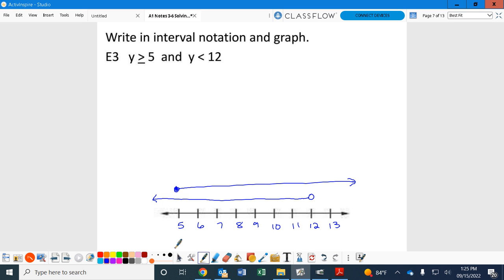Question? Where do they overlap? Well, they overlap from the 5 all the way down to the 12. So it's going to be a solid dot on the 5, all the way down to an open dot on the 12. Sorry guys, I'm trying to make it a good line. There you go.